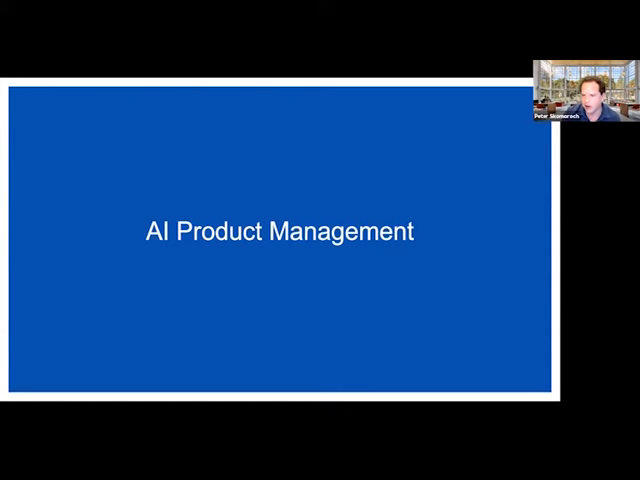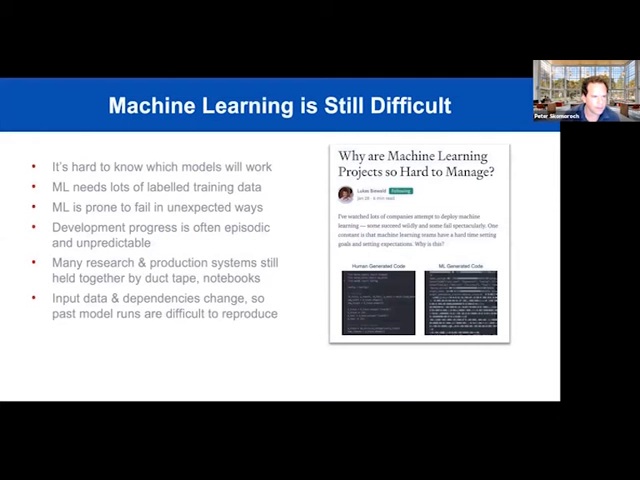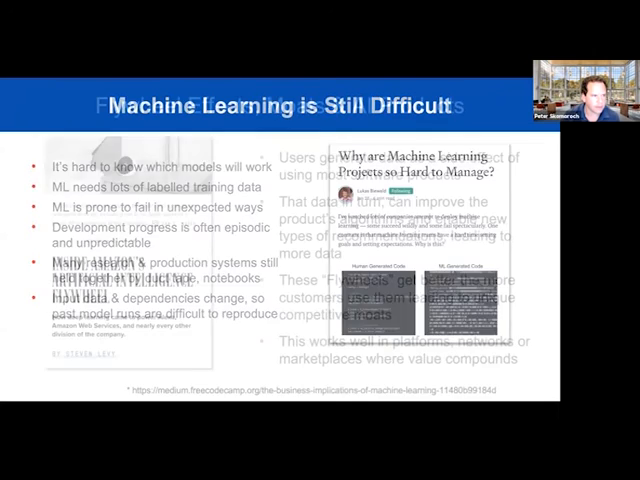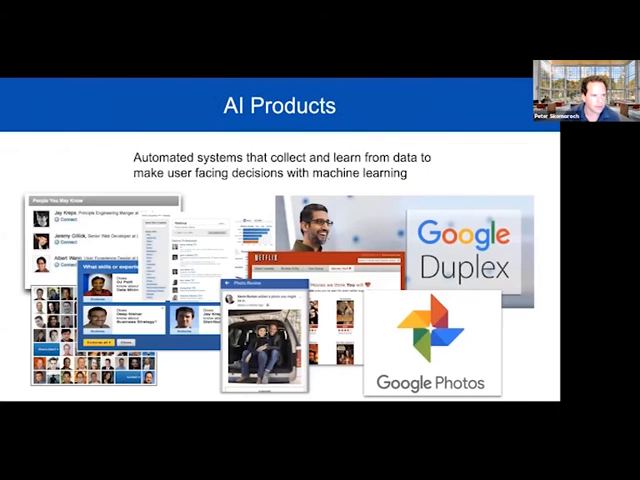I'll pause there. Before I wanted to talk about AI product management as well, but Kareem, yeah. Pete, go back to your prior slide. So two things. One thing, I really like your definition of what an AI product is, which is sort of this automation story. And that you have automated systems that collect and learn from data to make user-facing decisions with machine learning. I think that's a very important way for us to think about this, which is that I can apply a statistical model to anything and put it on a dashboard.